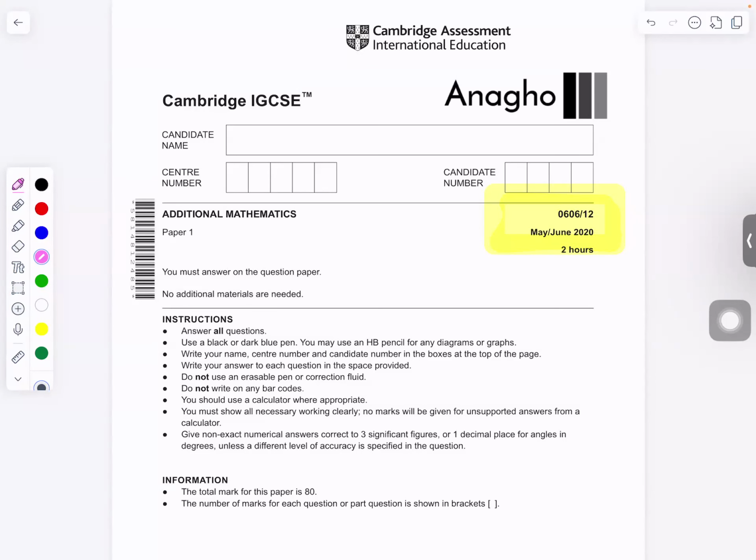The Cambridge IGCSE 2020, June 2020, 2 hours. Paper 1, additional maths. Let's look at question number 1.